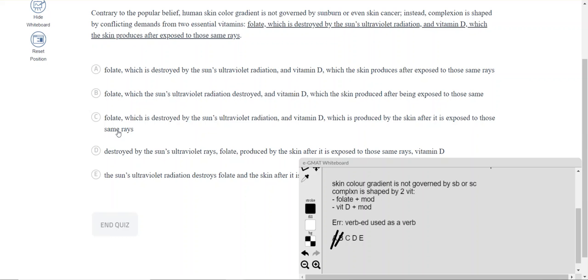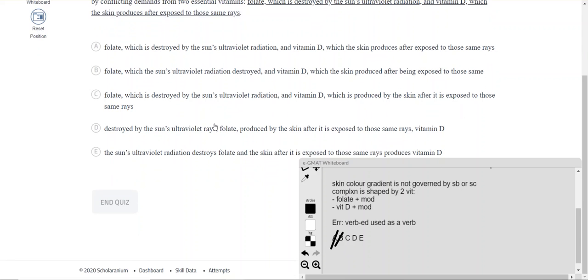Let's look at C. Folate, which is destroyed by the sun's ultraviolet radiation. We're okay till now. And vitamin D, which is produced by the skin after it is exposed to those same rays. Now, is exposed is actually a verb. So this statement fixes the verb-ed problem while retaining everything else that was right about the sentence. So I do like C.